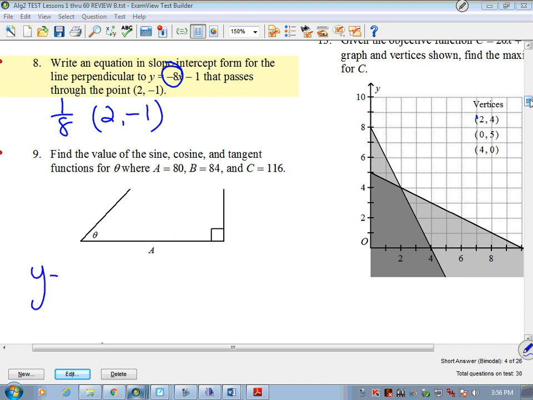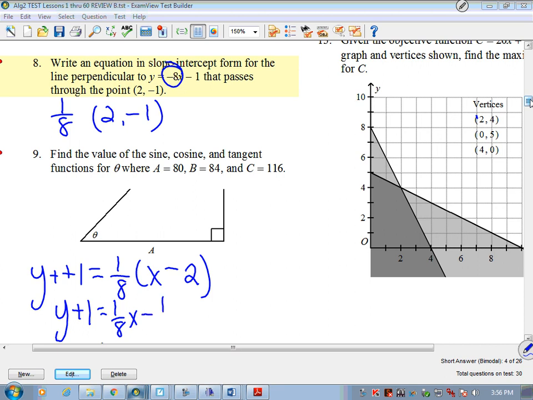which means what I want to use is y minus y1. So that's y minus negative 1 equals 1/8 times x minus 2. All right, this becomes y plus 1 equals 1/8 x. And 1/8 times negative 2 becomes negative 2/8, which is negative 1/4, minus 1/4. And then we still need to move this one across. So I get y equals 1/8 x.